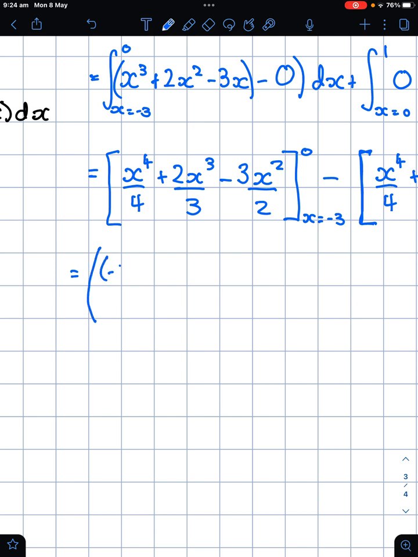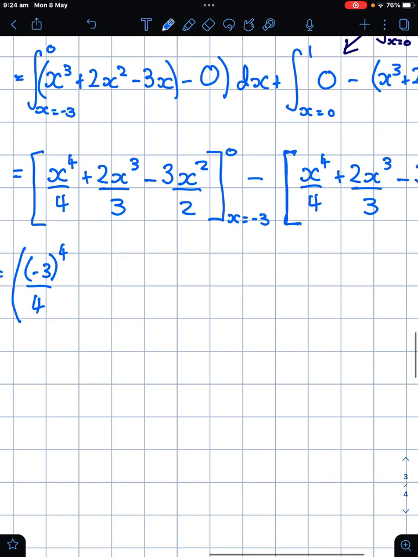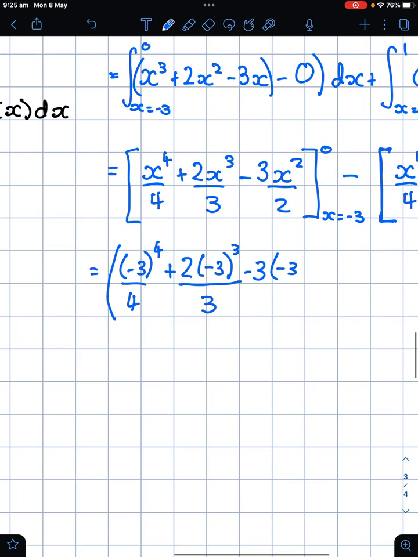So we've got negative 3 to the 4 on 4, plus 2 negative 3 cubed on 3, minus 3 negative 3. Oh, hang on a sec. I've stuffed up again. Gosh, head's all over the shop. So, sorry, the upper bound here is 0.